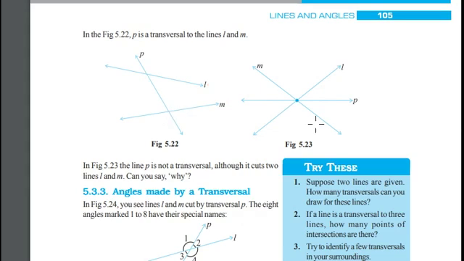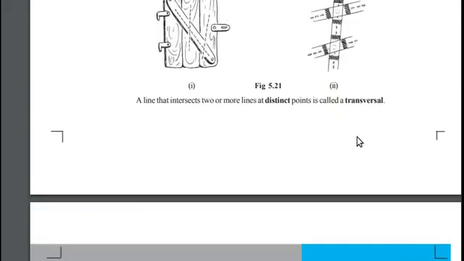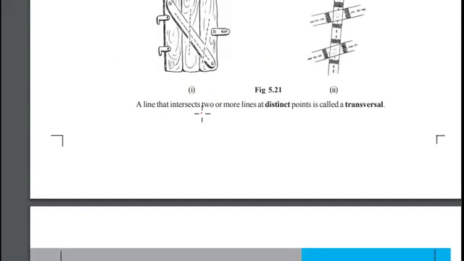whereas diagram 5.23 is not an example of a transversal. The line P is not a transversal, although it cuts two lines L and M, because the line P is not cutting the lines at distinct points. Instead, it is cutting at a common point. Hence, the line P is not a transversal. As the definition says, a line that intersects two or more lines at distinct points, points is plural, is called a transversal.